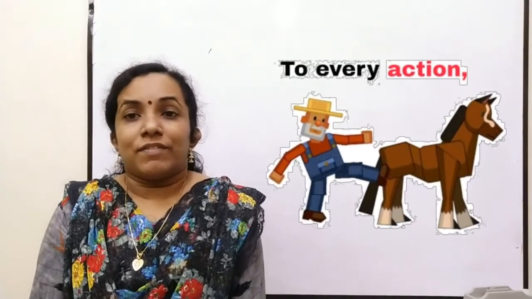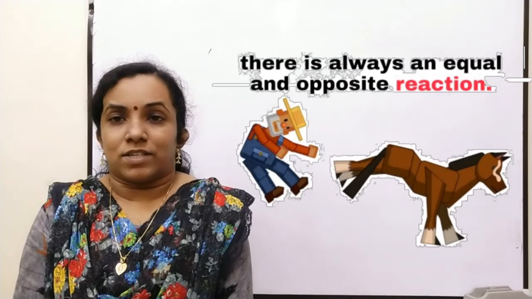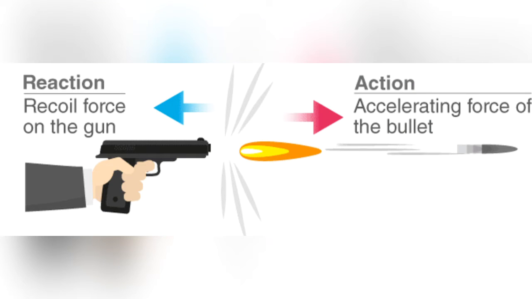We have already learned the first and second laws of motion. Today we are going to learn about Newton's third law of motion. According to Newton's third law of motion, for every action there is an equal and opposite reaction. Newton's third law of motion gives information about the origin of forces in nature.